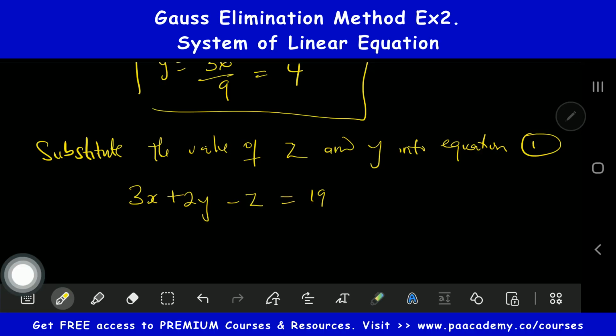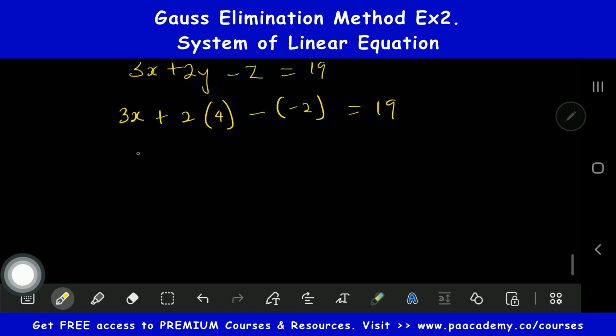Okay, so in doing this, we are going to be having 3x plus 2, remember our y is 4, minus our z, we've got it to be minus 2, equals to 19. So with this, we are going to be having 3x plus 8 and then plus 2. Okay, so this is minus times minus. Okay, so that will give us plus equals to 19. So you're having 3x plus 10 equals to 19.